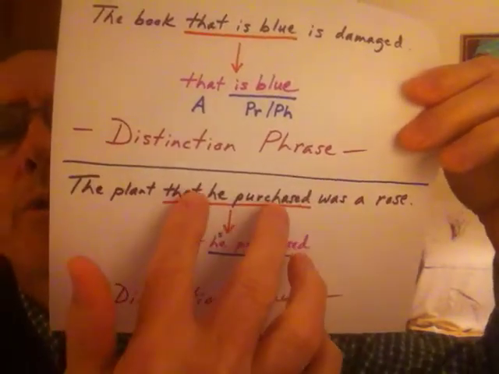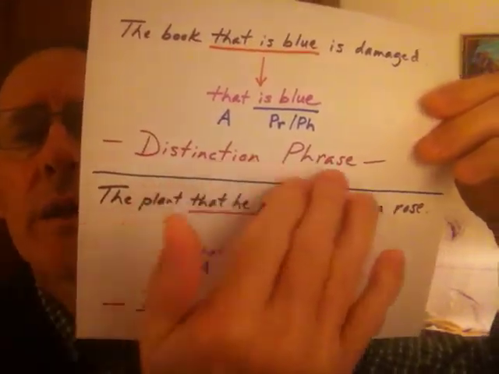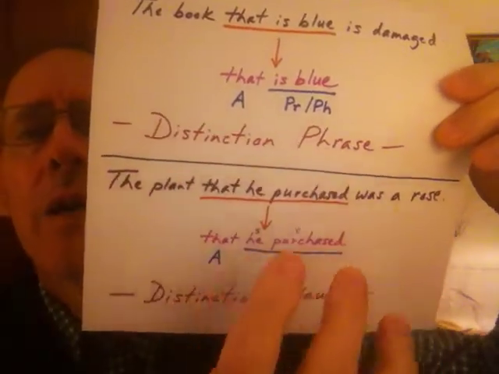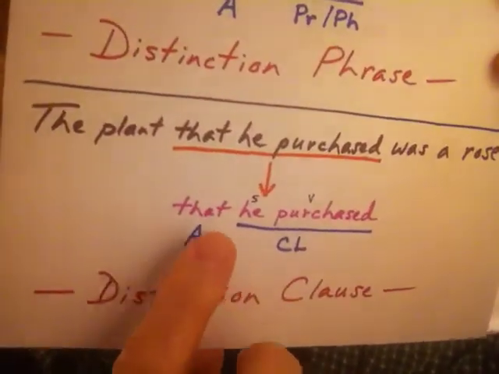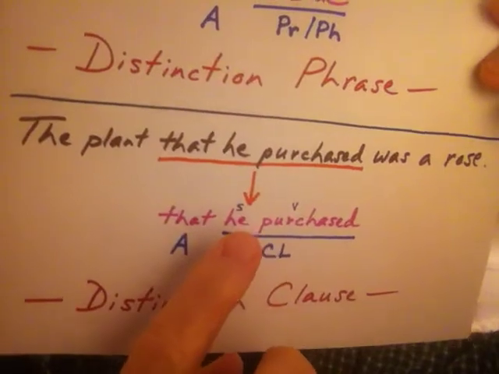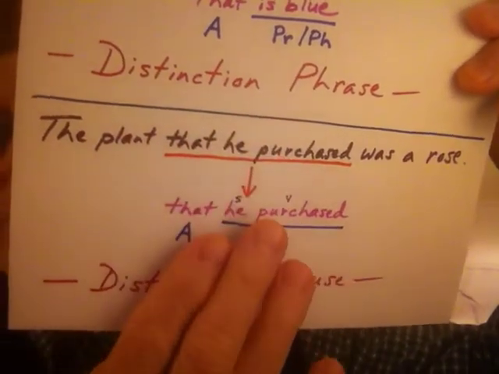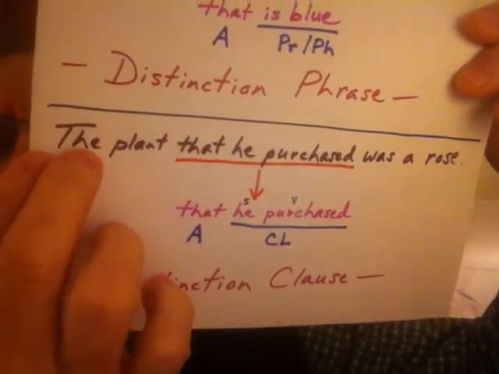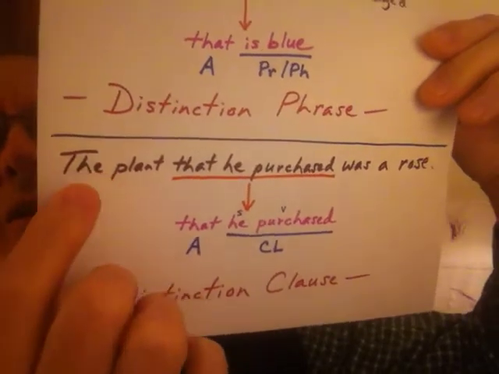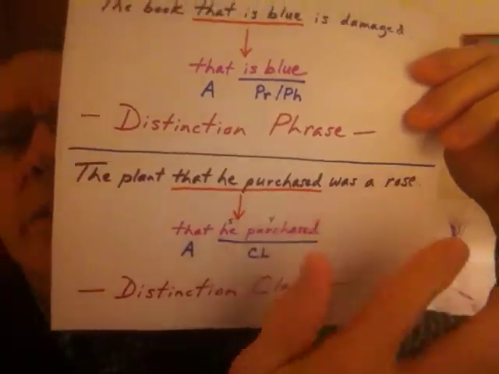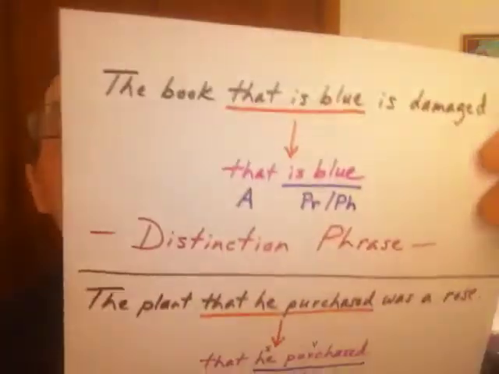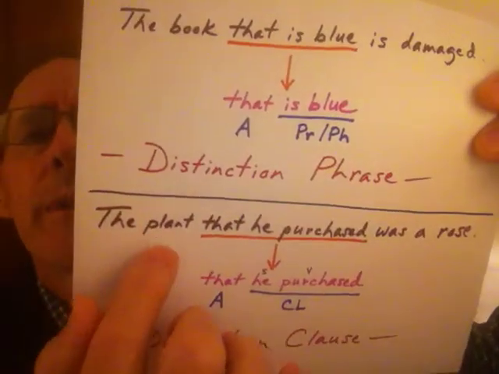The only thing we can pull out, we studied this, we looked at it, and the only thing we can pull out is that he purchased. That's the only thing we can remove that will allow this to remain a genuine clause. The plant was a rose. It can stand on its own. The plant was a rose. Or you leave it in. The plant that he purchased was a rose. Either way, it's a genuine clause, and that's very important.